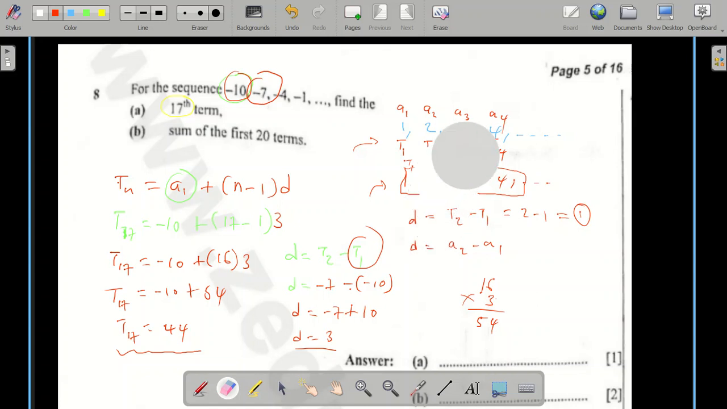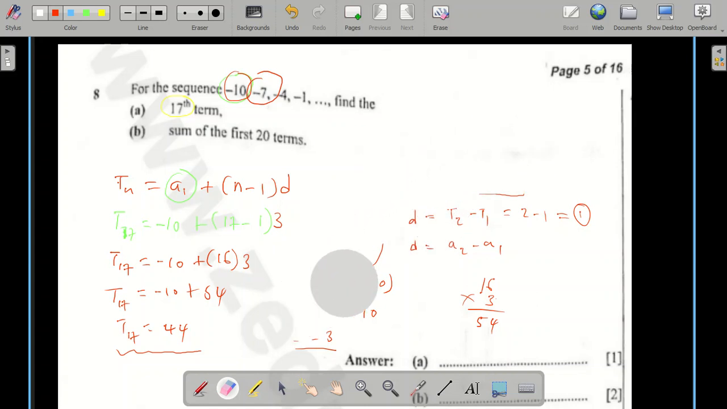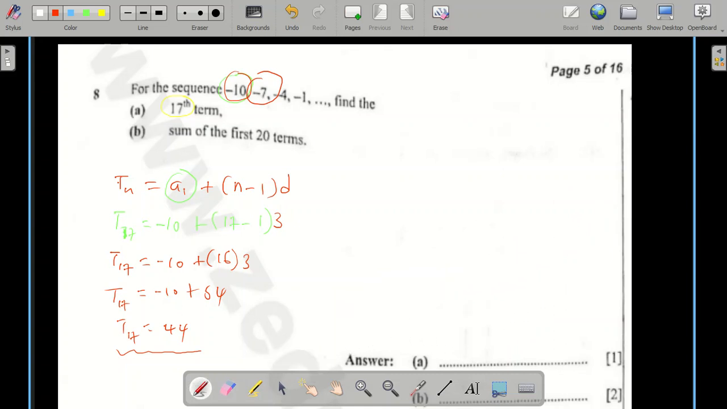Now for the second part, the formula we are going to use to find the sum of the first 20 elements. This is an arithmetic progression. So the sum of the nth term is going to be n over 2 multiplying by 2a plus n minus 1 multiplying by d.